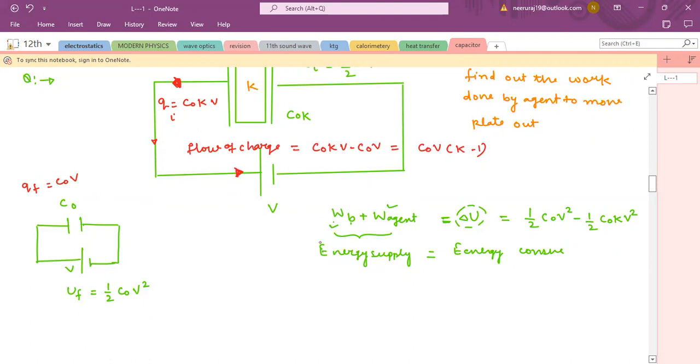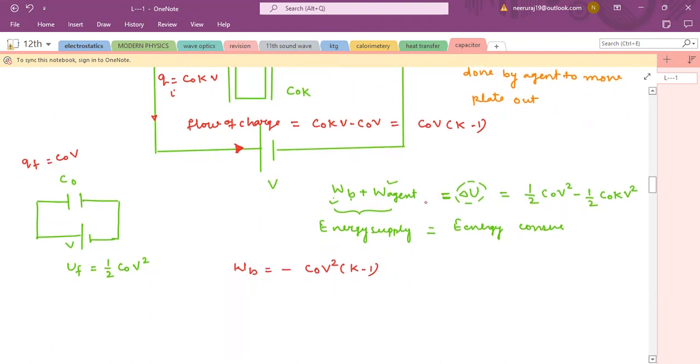Now, work done by the battery is going to be negative. Work done by the battery is going to be negative, and it is minus flow of charge into potential. So it's going to be C naught V square into K minus 1. Now, bachcho, you substitute all the values in the formula, you get the work done by external agent. Remember this formula, okay? Or if you are not able to remember this formula, this also works here: work done by all the forces equals change in kinetic energy. This formula also works here.